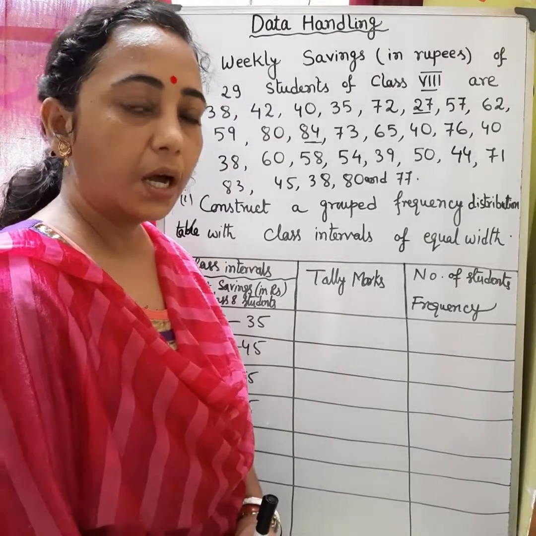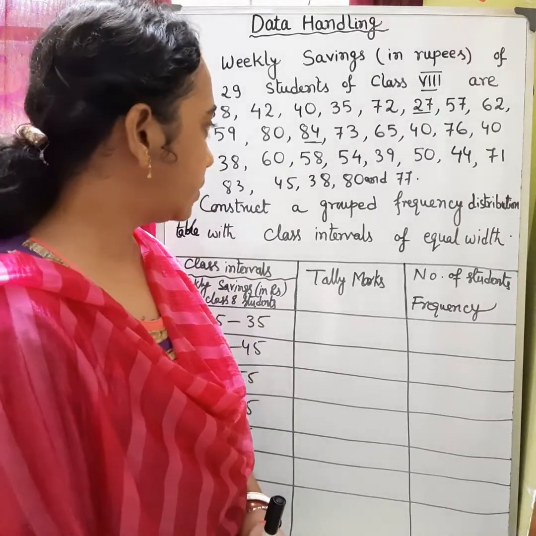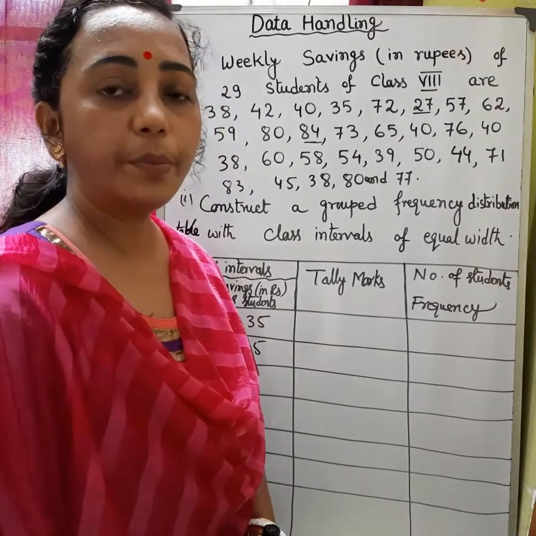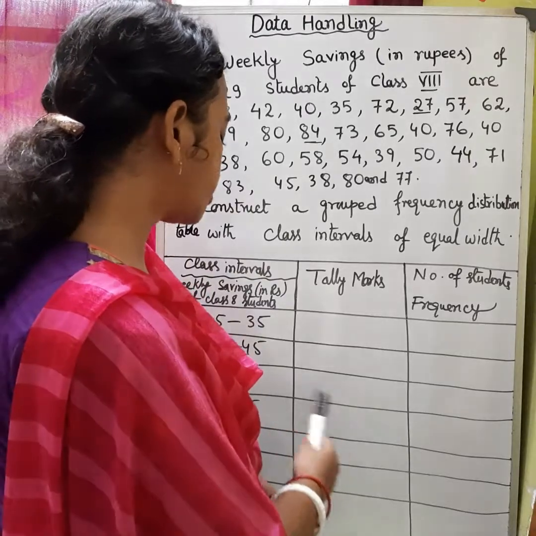Now to prepare a grouped frequency distribution table from the given data, we make 3 columns, which are already shown here.